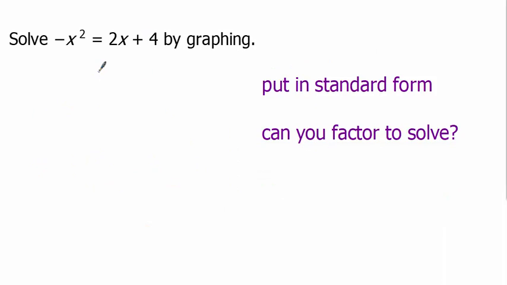Putting in standard form, now I'm going to choose to move this term because I don't like negatives in front of the x squared. It doesn't matter if the 0 is in front or at the end. Oh, that's a little neater than normal. Okay, so once I have that, can I factor? Are there factors of 4 that add to give me 2? And there actually aren't. So now what do I need to do? Make a t-table.